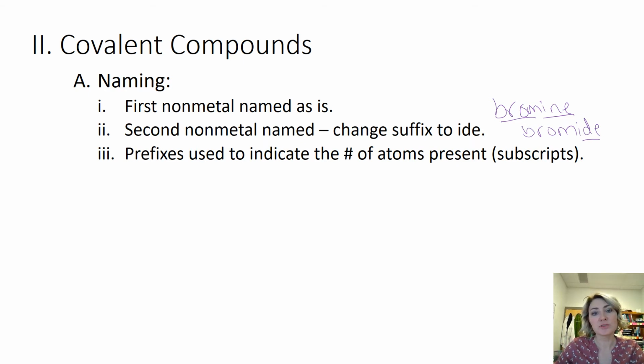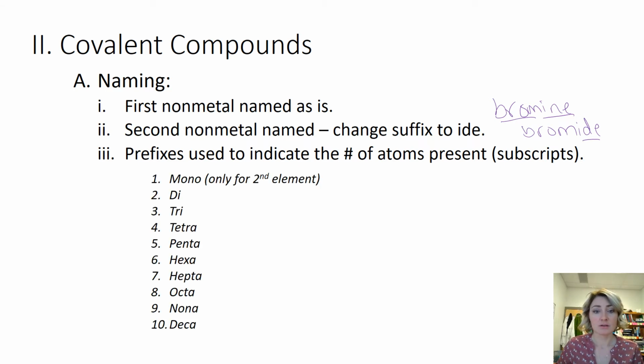We're going to use prefixes to indicate the number of atoms present, and we look at the subscripts right after the element symbol to determine what the prefix should be. You're going to have to pause me on this one. This is a very long list that you need to know. You will be responsible for knowing the prefixes for 1 through 10.